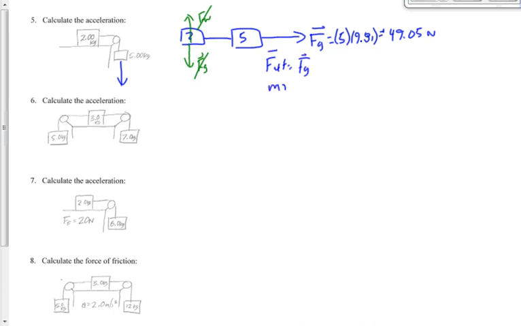MA is equal to 49.05. And M is going to be 7, right? We use the total mass here, 7 kilograms times the acceleration equals 49.05. 49.05 divided by 7 ends up giving me 7.01 meters per second squared for the acceleration.